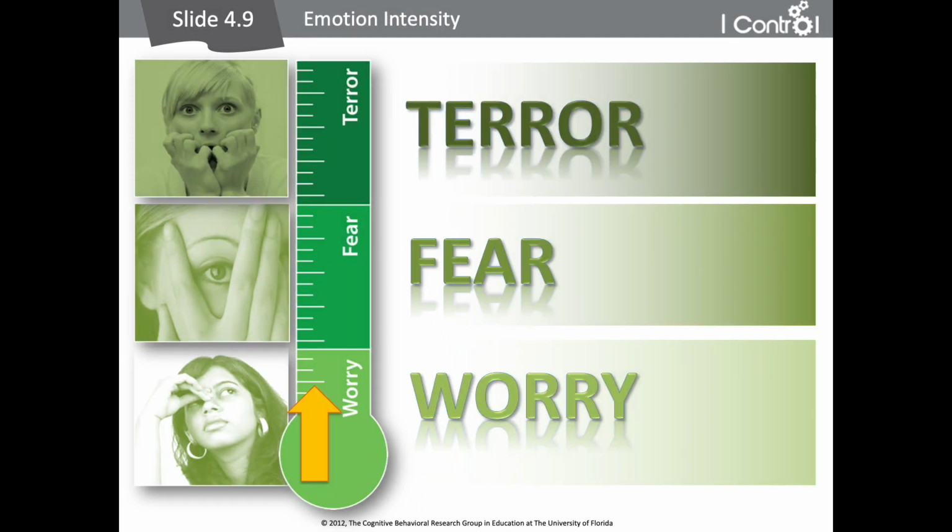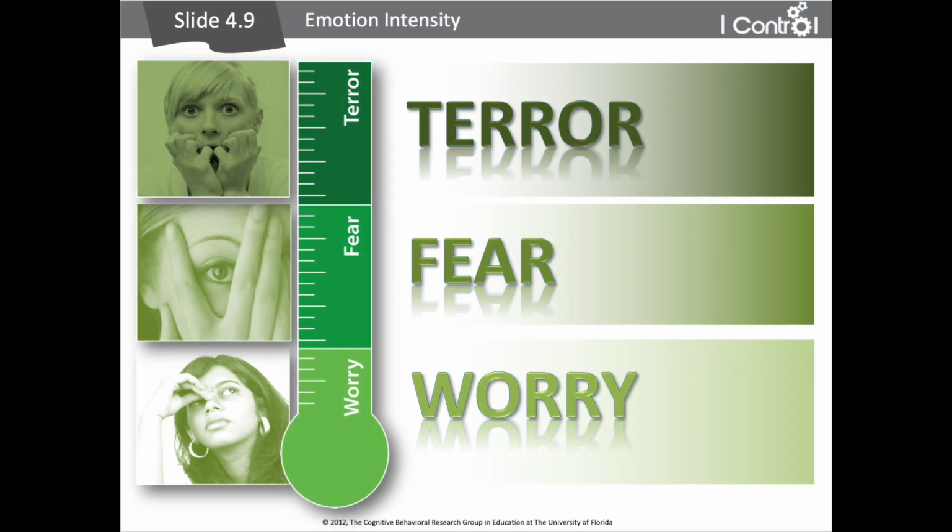There are 3 levels of intensity for the emotion of fear. The weakest emotion is worry. If worry gets stronger, it becomes fear. If fear continues to get stronger, it becomes terror. When you are worried, you might feel your muscles begin to tighten and your palms begin to sweat. When you are in fear, your stomach may begin to tighten, your back might stiffen, and your heart may begin to beat faster. When you are terrified, your muscles might tighten and you might begin to shake.